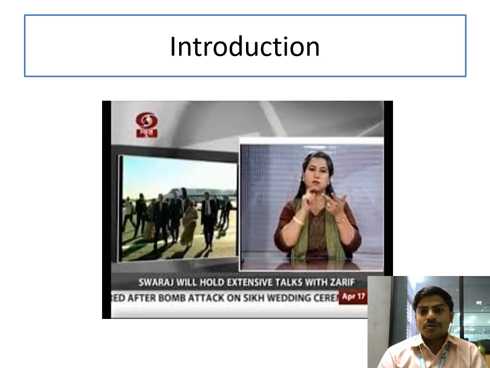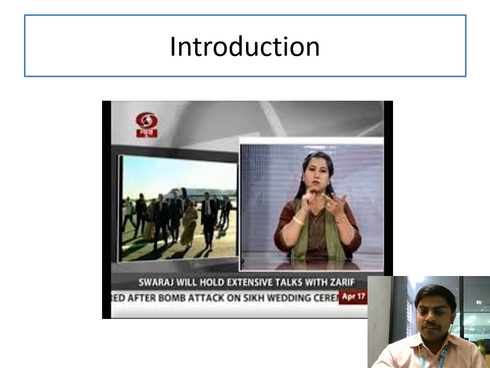Look at this picture too. What do we infer from this picture? There is a newsreader reading the news, and in parallel the sign language person is giving the signs to the deaf and dumb people. The news reading and sign language both go hand in hand. Only then can the deaf and dumb people catch the message correctly.